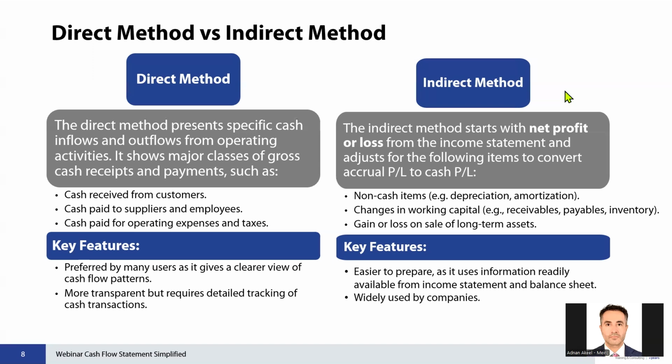So the key features of the indirect method: it is easier to prepare, but not easier to understand, interpret and use as well. However, it is widely used, and this is the most common method used by companies, simply because it is easier to prepare and it is allowed by IFRS.